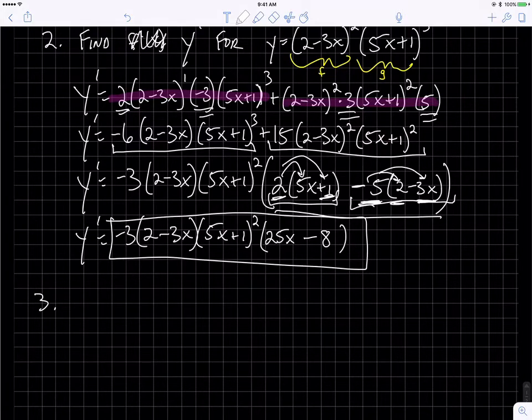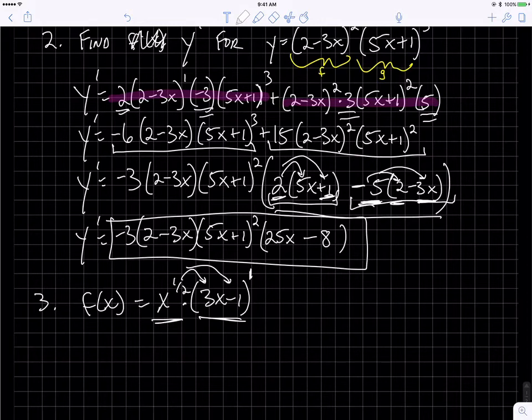Number 3 says find f prime of x if f of x equals x to the 1/2 times 3x minus 1. Typically, you'd think product rule, f times g. But because the binomial is power of 1, I can just distribute this and avoid product rule here.